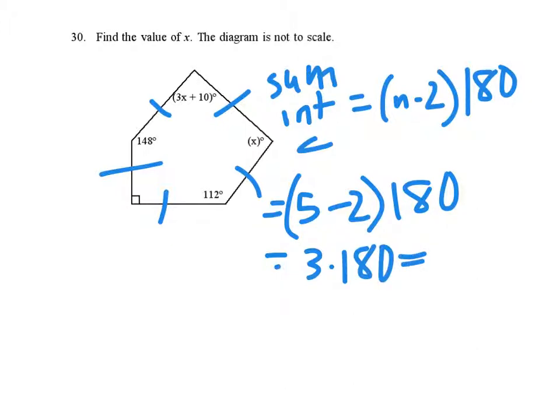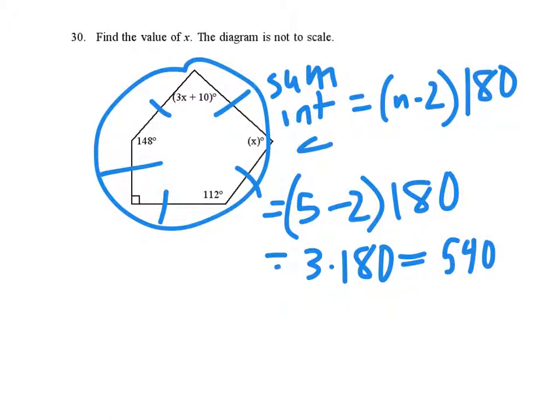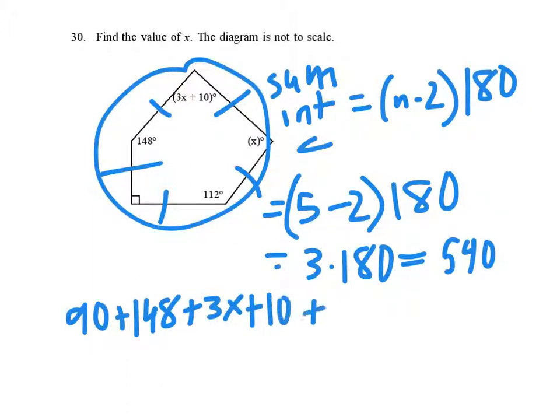which equals 540. And then we're going to set 540 equal to all of these things added together. So I see a 90 plus 148 plus 3x plus 10 plus x plus 112. All of them equal 540. We are going to go ahead and solve that.